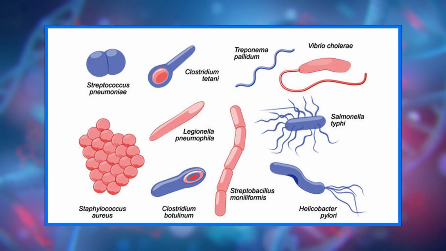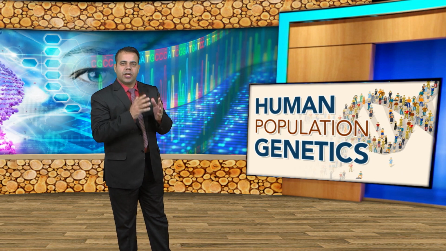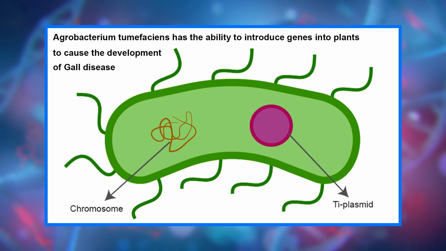A similar event has the ability to happen between plants and bacteria. For example, Agrobacterium tumefaciens has the ability to introduce genes into plants to cause the development of gall disease. This occurs through genetic transfer between the Agrobacterium tumefaciens and the plant in question. In fact, a similar event occurs each time viral infections occur within living organisms.